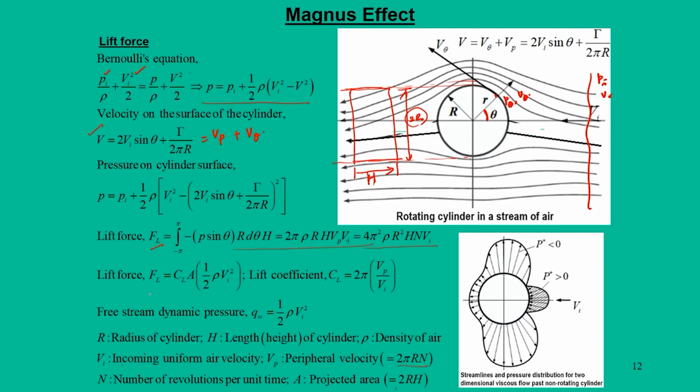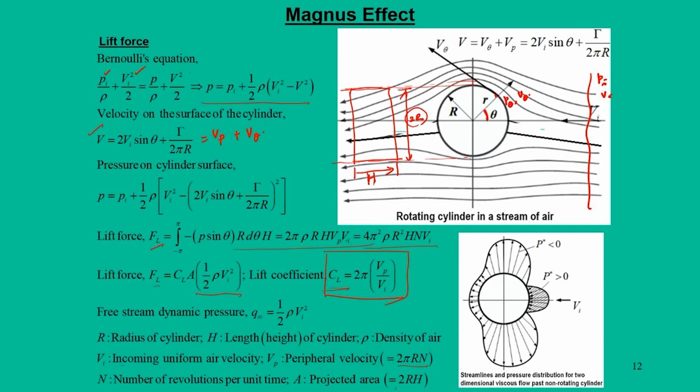Now, there are other ways that lift force can be expressed, in the form of the lift coefficient, that is CL. In general, lift force is defined by CL times A into the dynamic pressure. So, by combining these two, we get a term called the lift coefficient. CL is equal to 2 pi Vp by Vi.